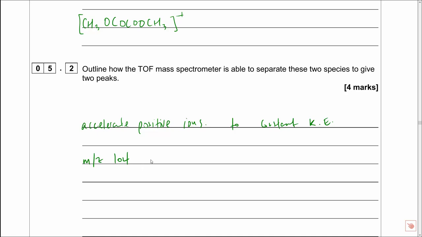M/Z 104 move faster than 118. Therefore, 104 arrive at the detector first. And that's basically our splitting that's taken place there. And that's all you need. Those three sentences are going to count to 2 marks on its own, but not a huge amount of work there at all. And that's pretty much me done with half of the paper.